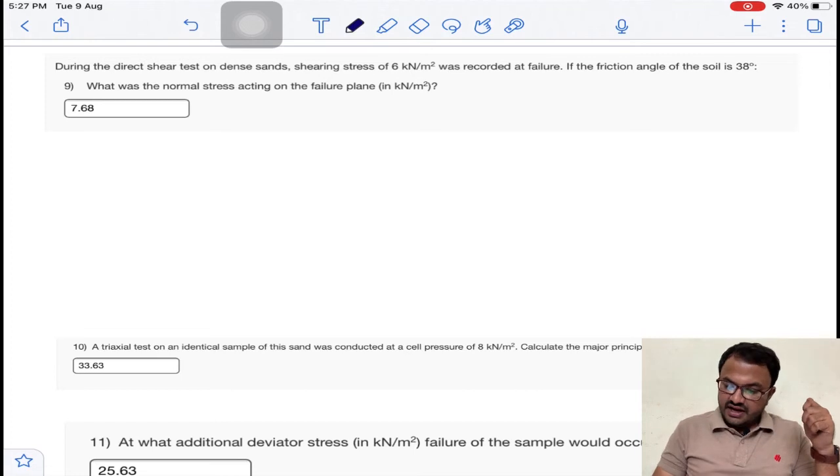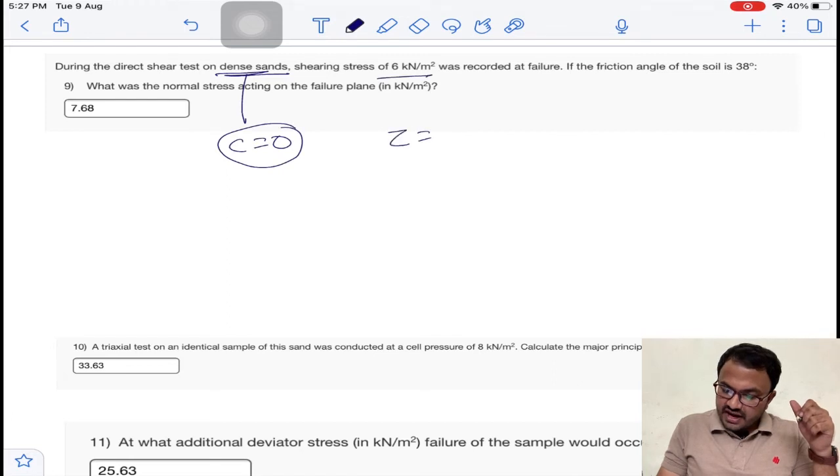Next question: during a direct shear test on dry dense sand, cohesion is 0 and a shearing stress tau equal to 6 kilonewton per meter square was recorded at failure.